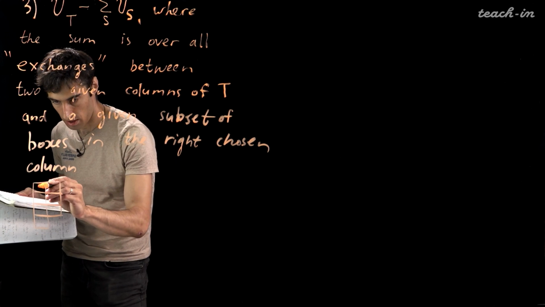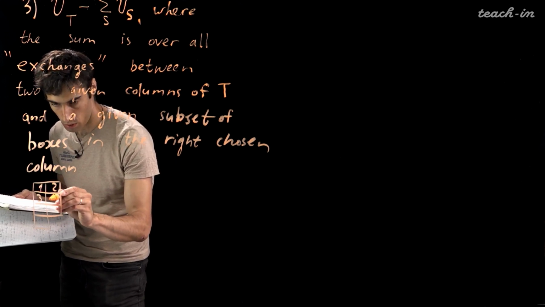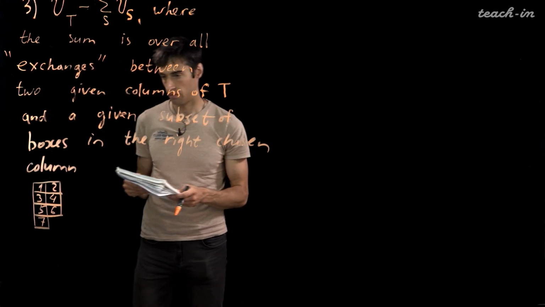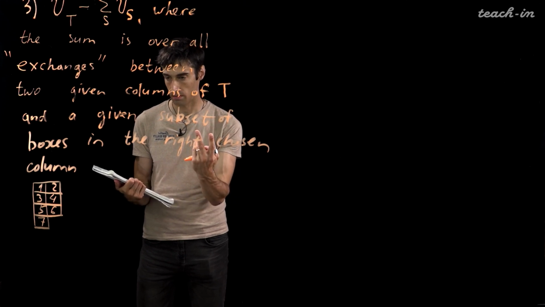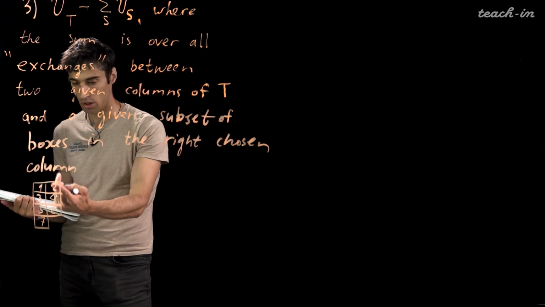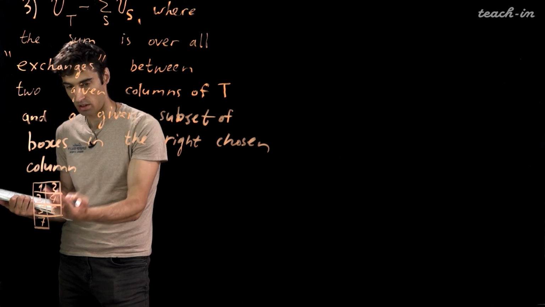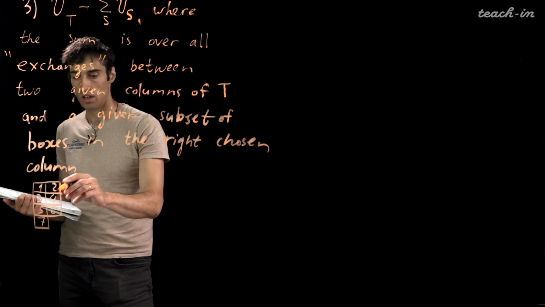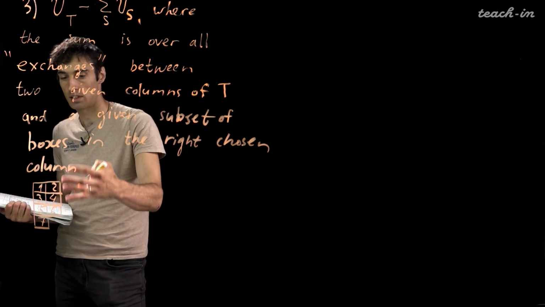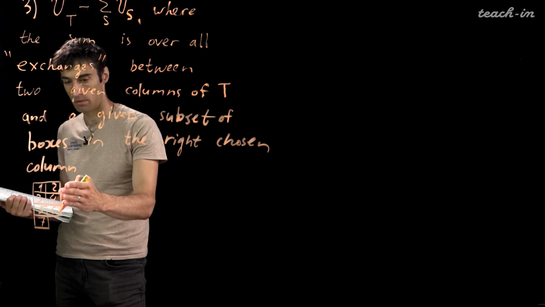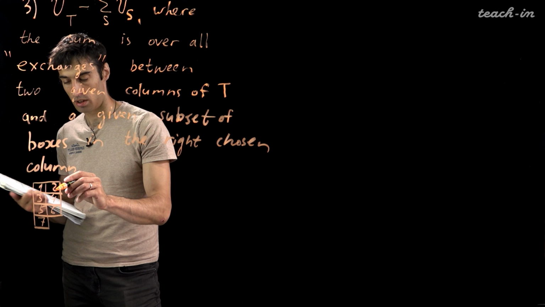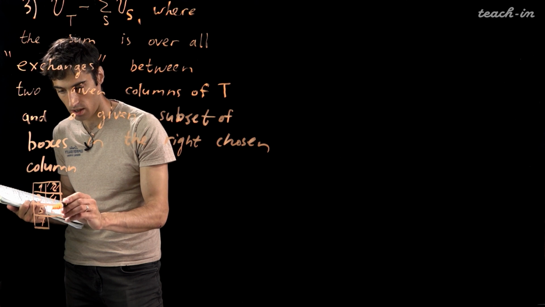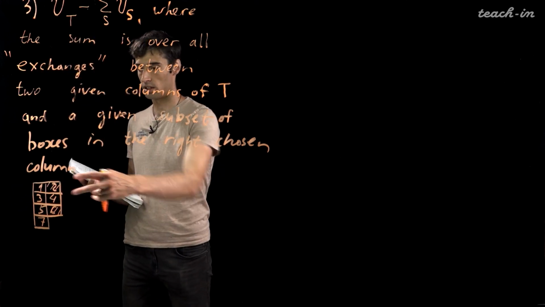And maybe my tableau will be like this: 1, 2, 3, 4, 5, 6, 7. So I need to choose two columns in my T. Since I already have only two columns, there's nothing. There's one choice: this one and this one. Then I need to choose some subset in the right column. So let me choose this one and this one, where 2 and 6 are.